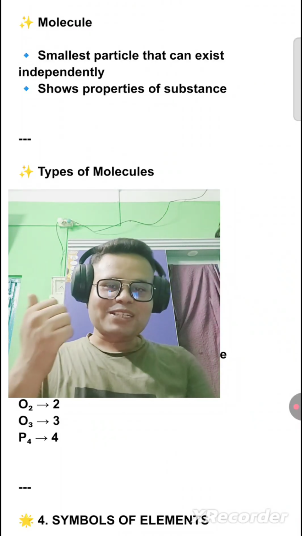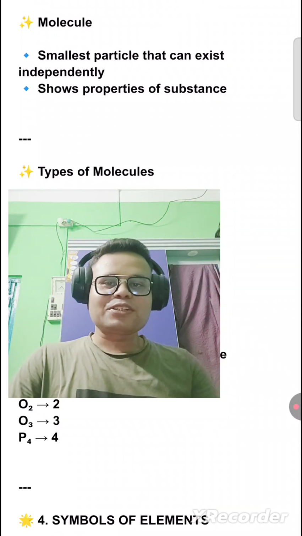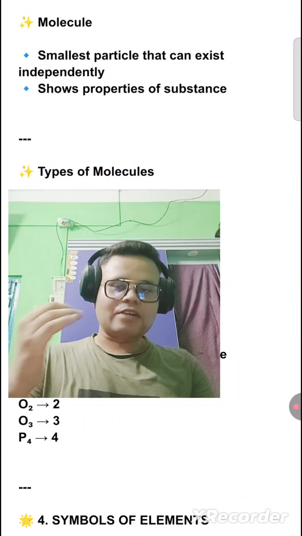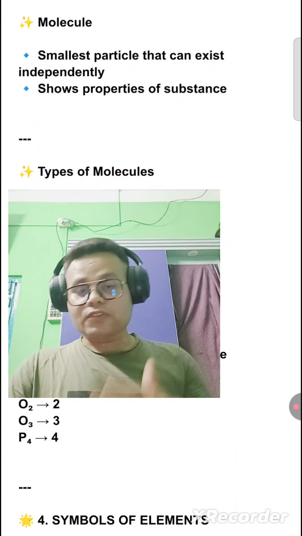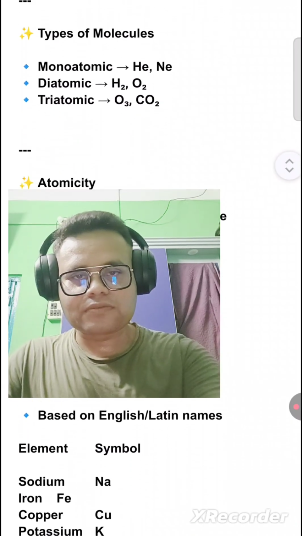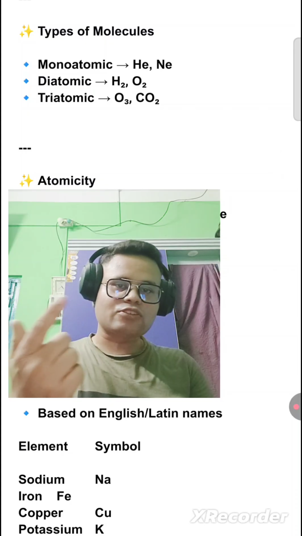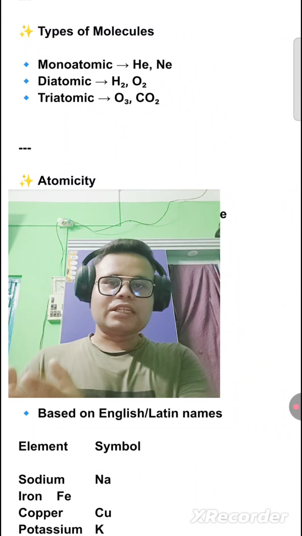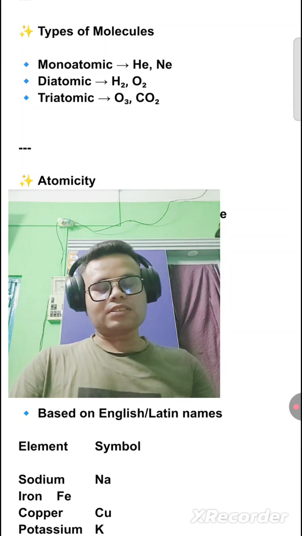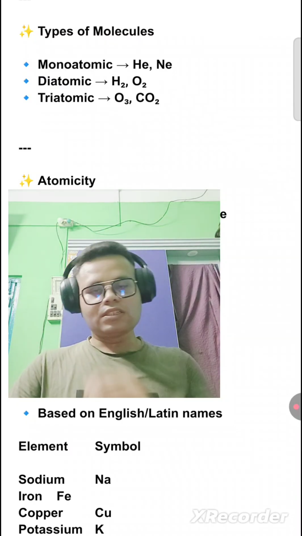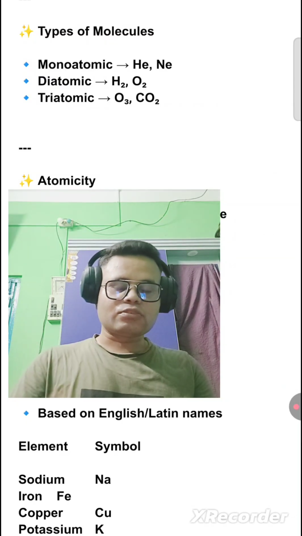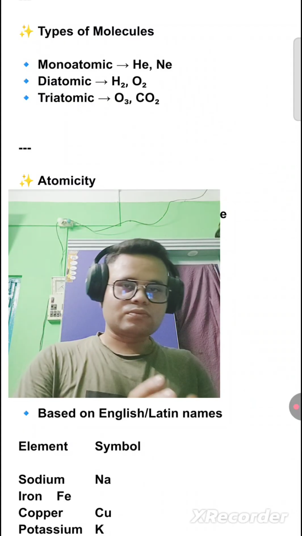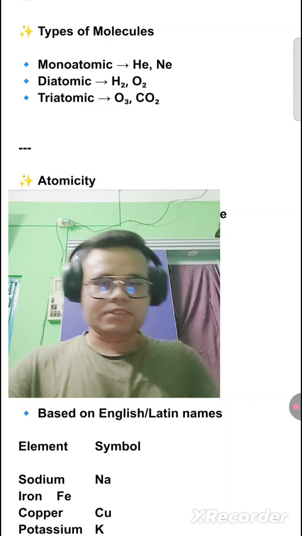Small particles that can exist independently and show the properties of substances come under molecules. What are the types of molecules? Monoatomic, diatomic, triatomic. Helium and neon come under monoatomic. S2 and O2 come under diatomic. O3 and CO2 come under triatomic.